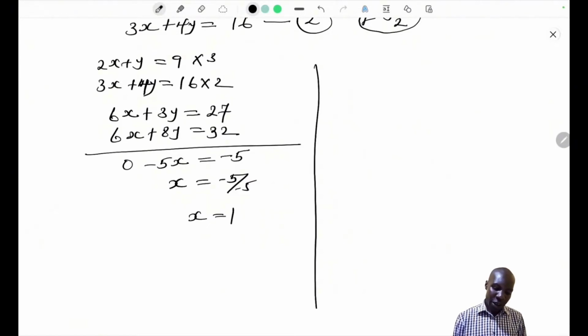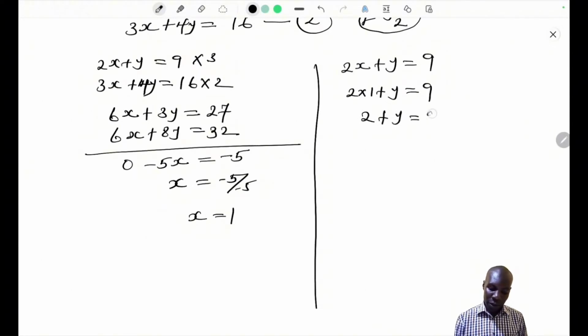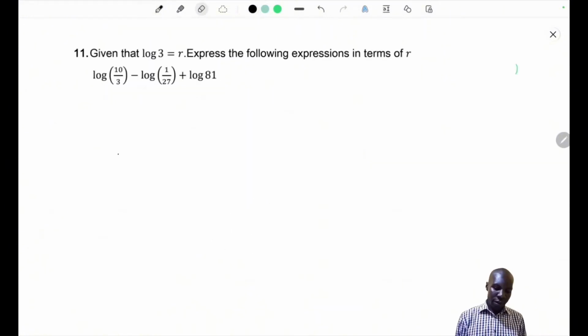What is x? So we can choose any of the equations. 2x plus y should be equal to 9. And y is 1. So 2x plus 1 is equal to 9. So 2x is equal to 9 minus 1. x is equal to 4. And that is the answer for that.